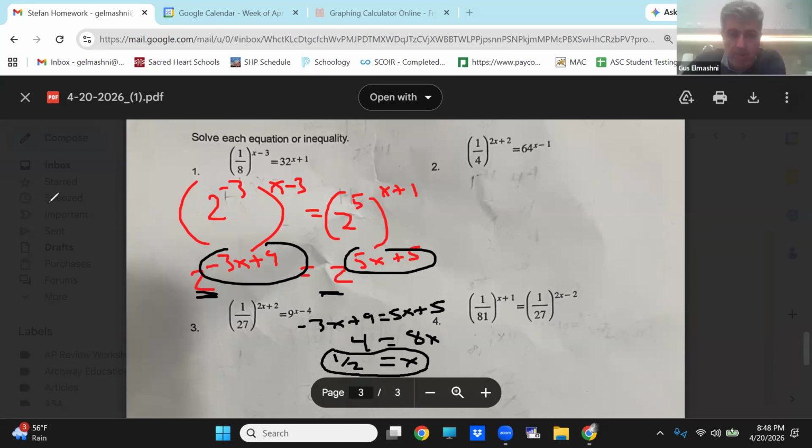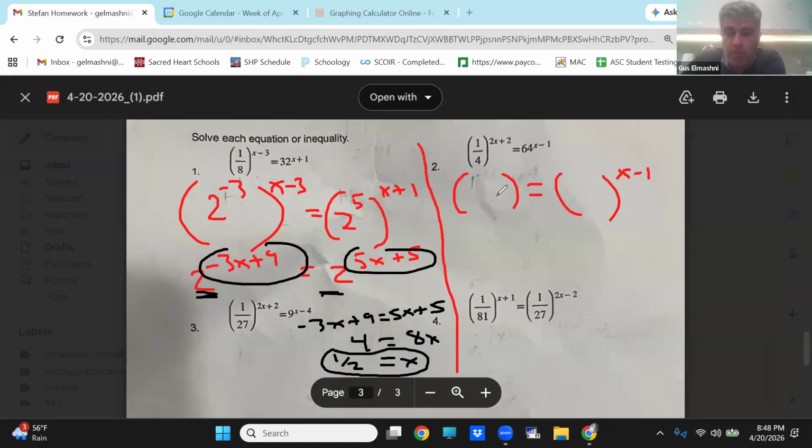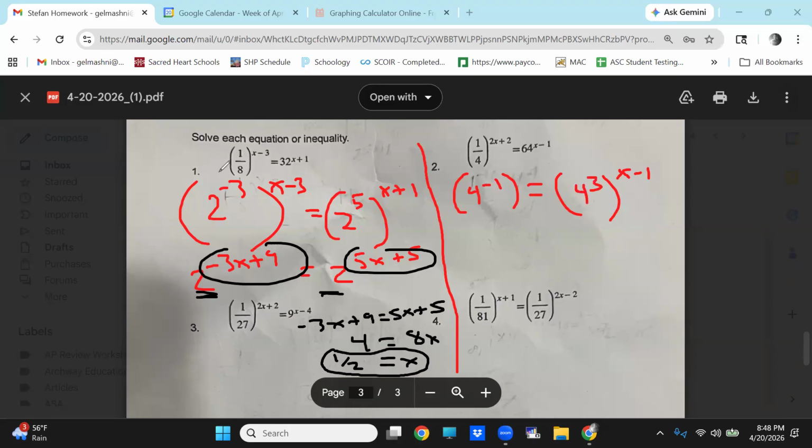So we're going to do something very similar over here. Now remember, you want to change these to have the same base. So 1/4 equals 4 to negative 1. 64 equals 4 cubed. If I just multiply 4 a certain number of times to make it make sense.